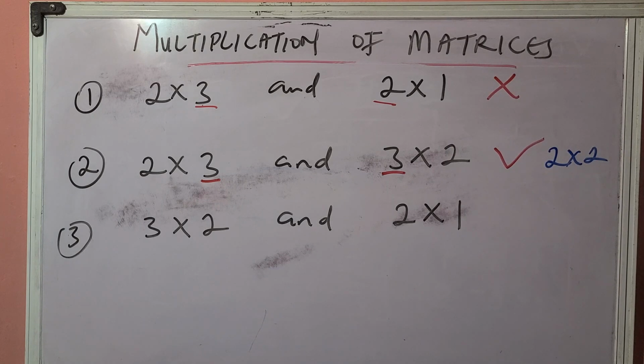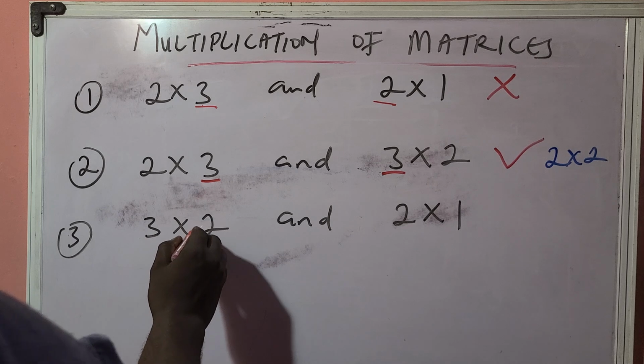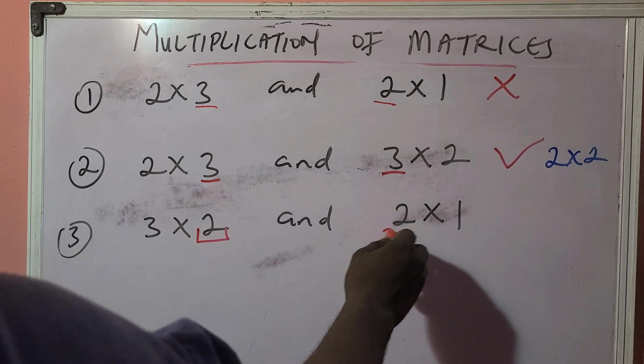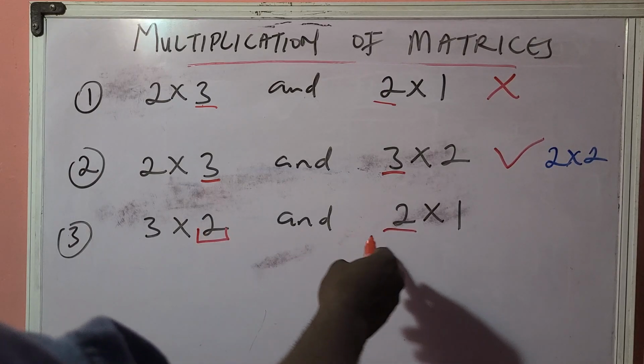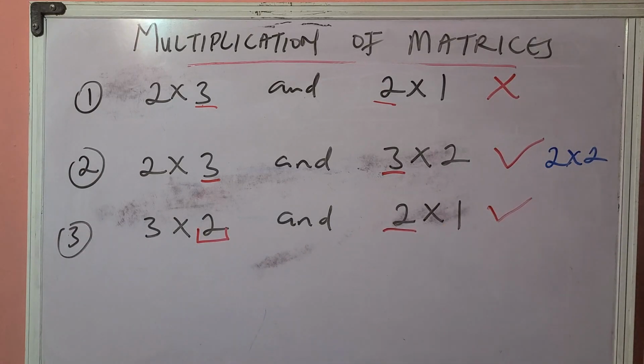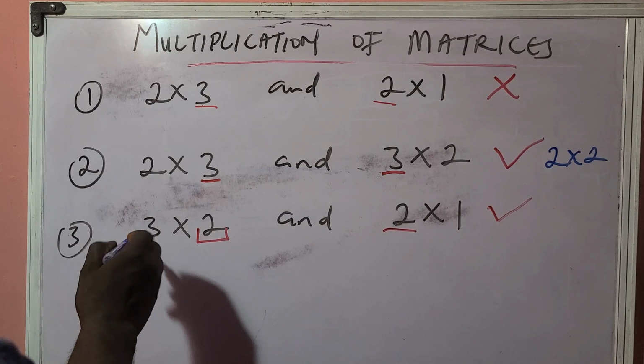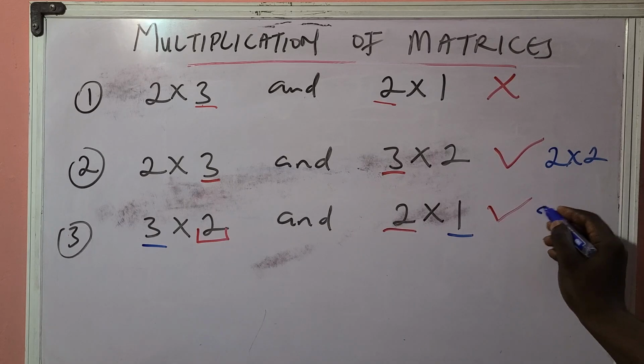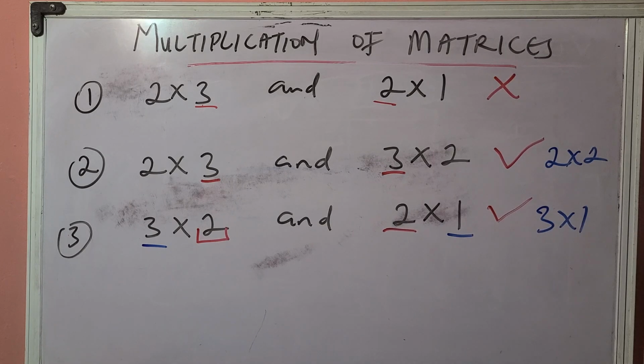Then let's go on to investigate the last one. Can we multiply these two matrices together? Well, this is the column here, this is a 2, and this is a 2. They are the same thing. We can go on to multiply these matrices together. And what is going to be our resultant? Our resultant will be a 3 by 1 matrix. So we will have a 3 by 1 matrix.